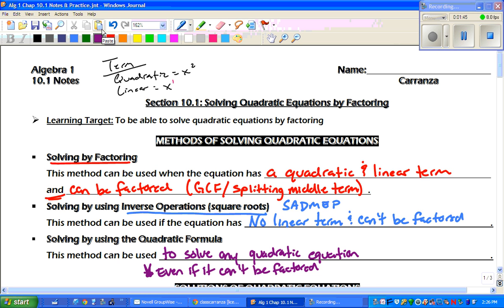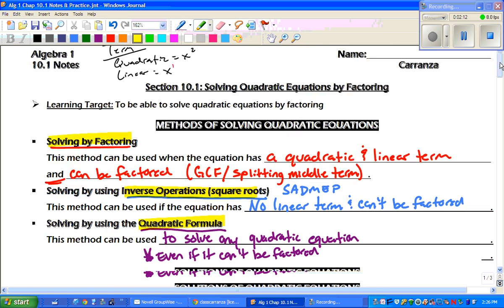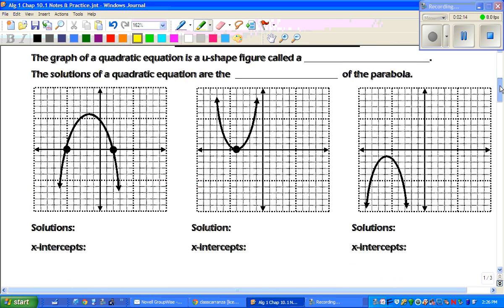And now there's actually a third way to do it. You're actually going to learn this later. It's called the quadratic formula. This method can be used to solve any quadratic equation, no matter what. You can always do it, even if it can't be factored. We're going to learn about that later. But the key thing is we're going to be looking at some of these problems, and we're going to figure out which one of those three is the best way to solve a problem.